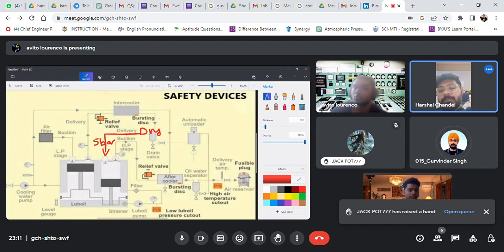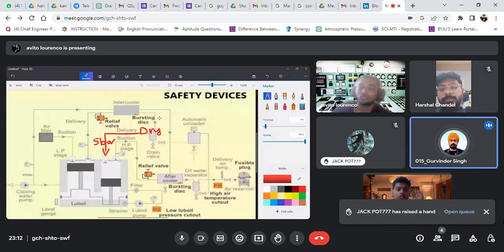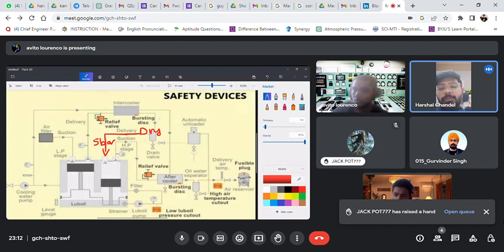You have that graph, Harshal. It will come back to the same ambient temperature that it was entering at; it will try to approach the ambient temperature. Whenever you are compressing, it won't be isothermal, right? It will be an adiabatic process. And then once you cool it, it will approach towards the isothermal curve. That's the ambient temperature.